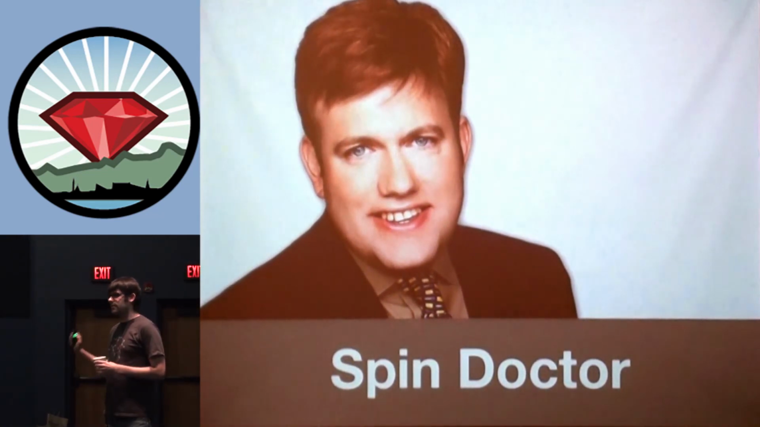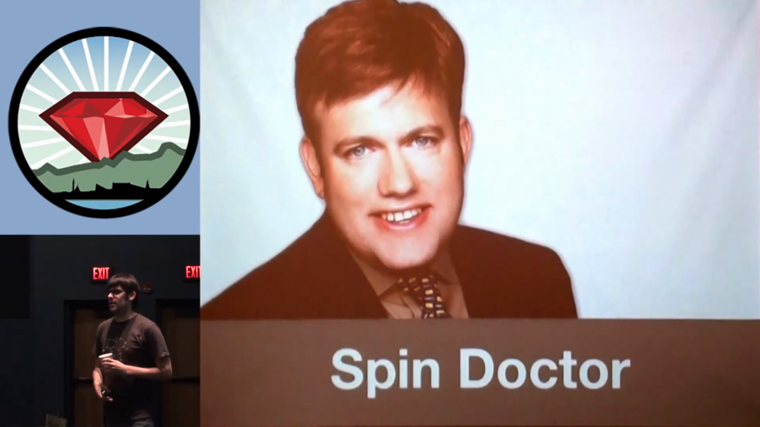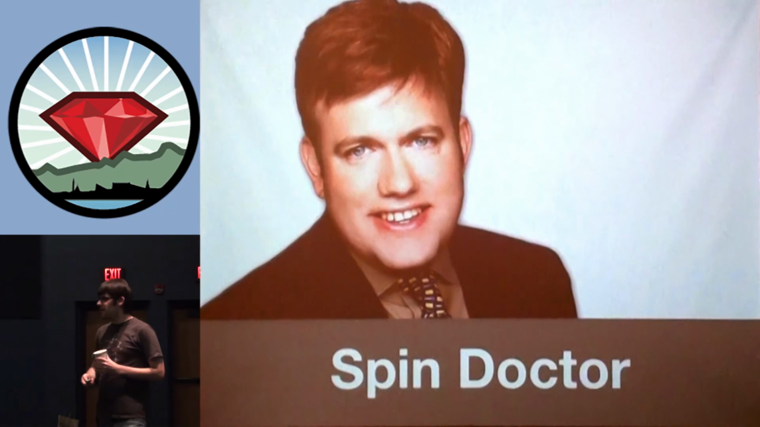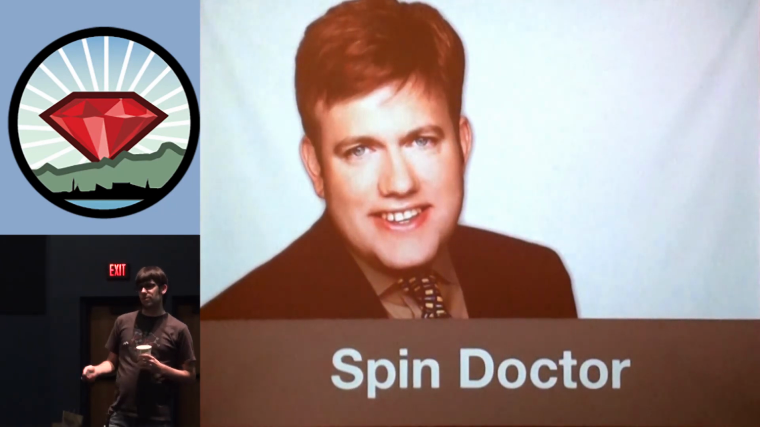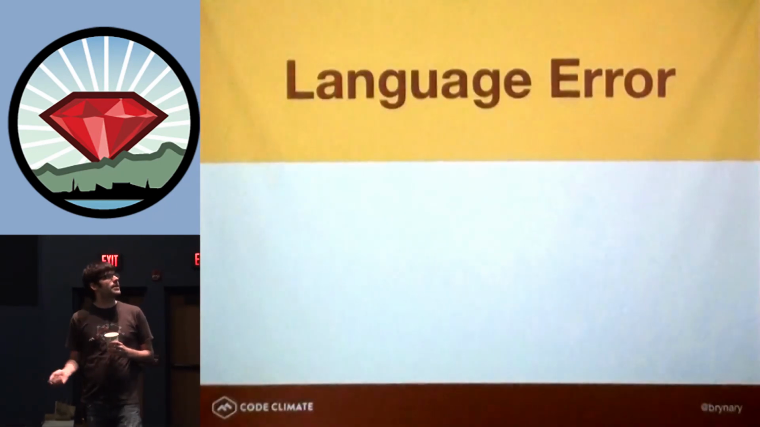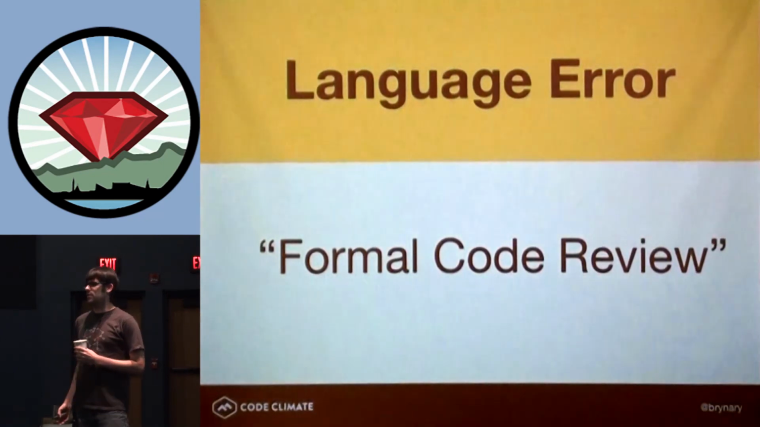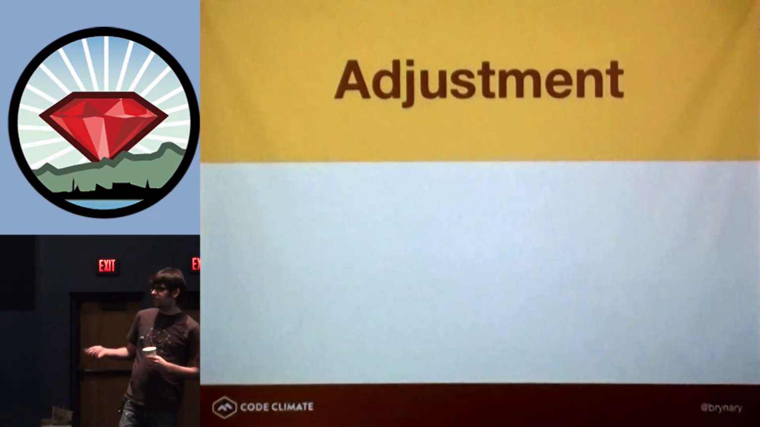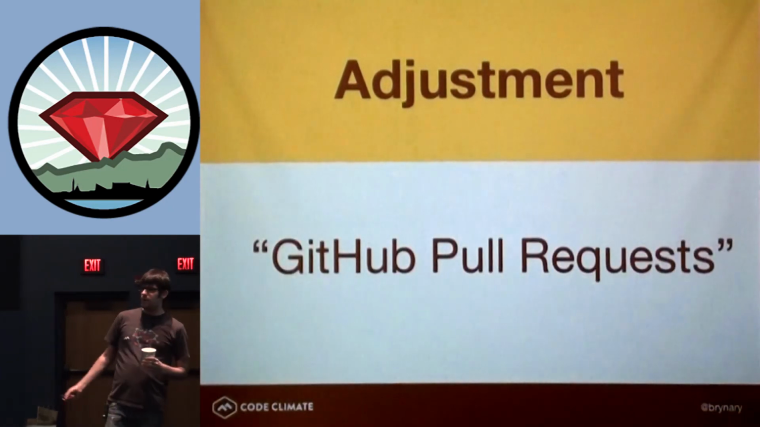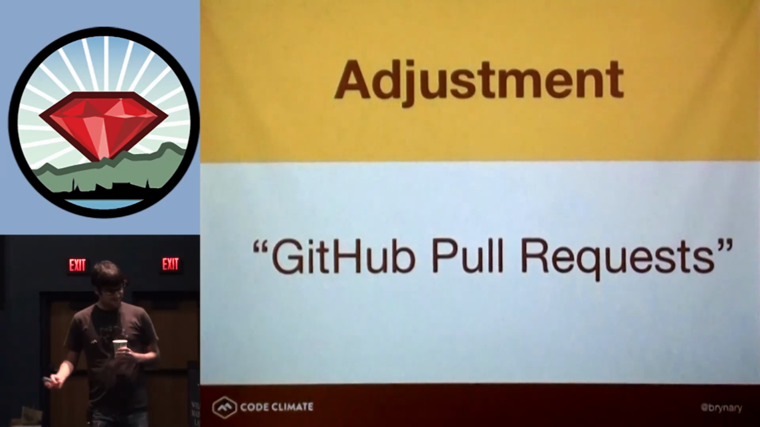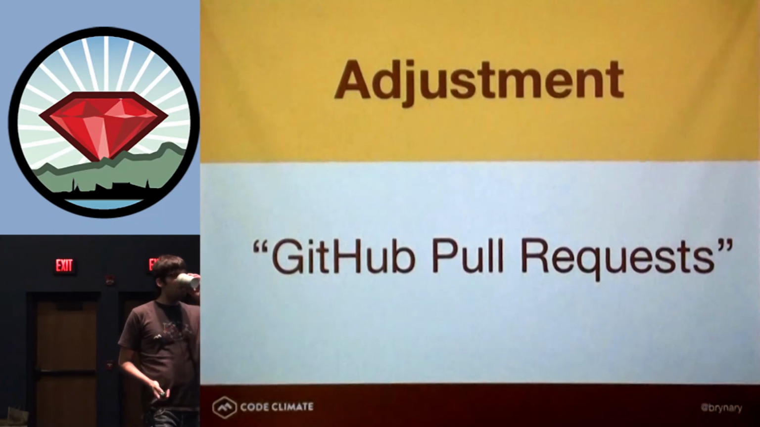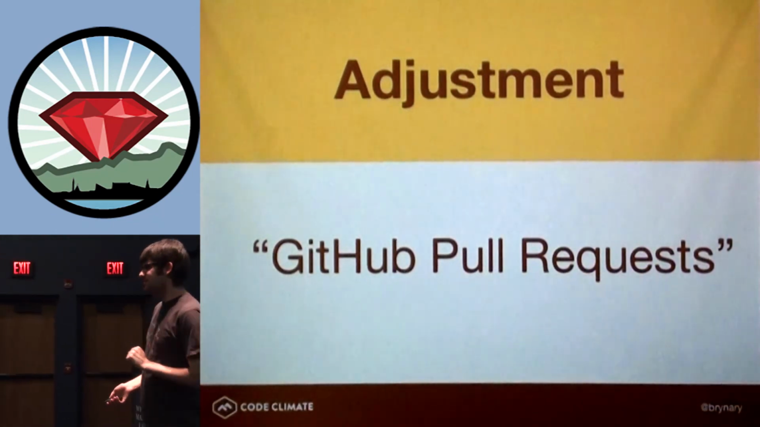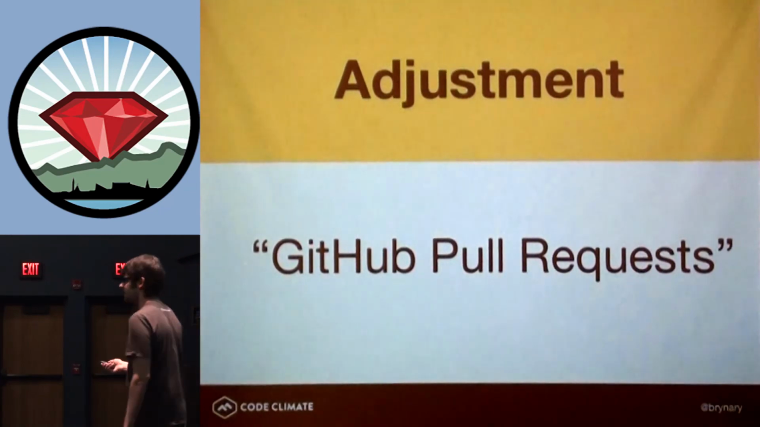So if Frank Luntz came to the Ruby community and saw people's impressions of the idea of code review, but realized that it would be valuable if they did code review, he might say that we're making a language error when we use the words formal code review. And instead, he would suggest an adjustment to that language, and we could call it GitHub pull requests. And then it would be cool, and people would actually do it. So we can thank Frank Luntz for that.